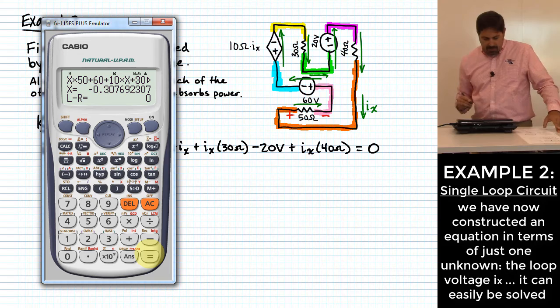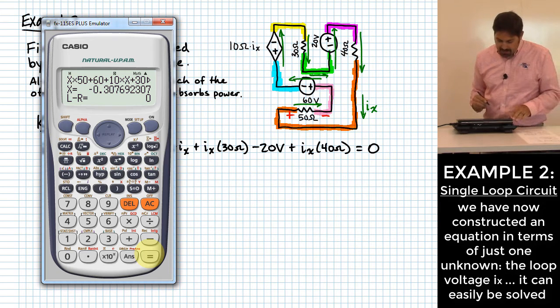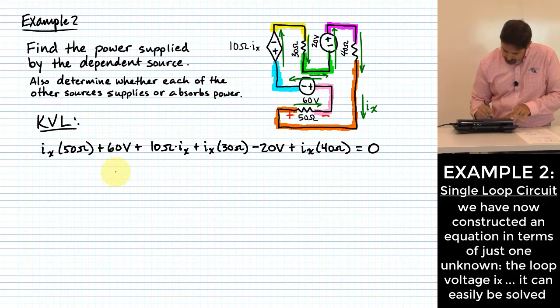And when I put all that in there, X turns out to be negative 0.3077 or so. That would be Ix, right? Ix ends up being negative 0.3077, is that what I said? Amps.